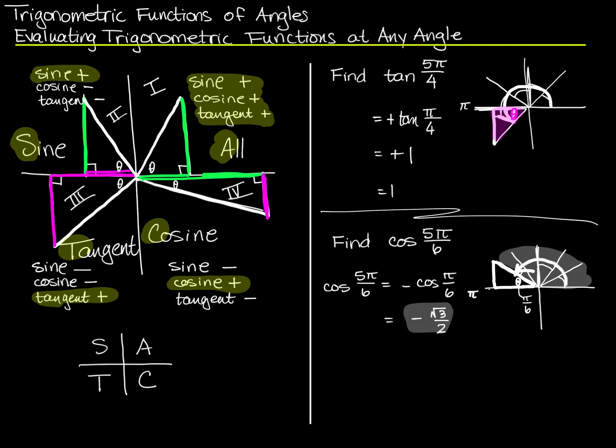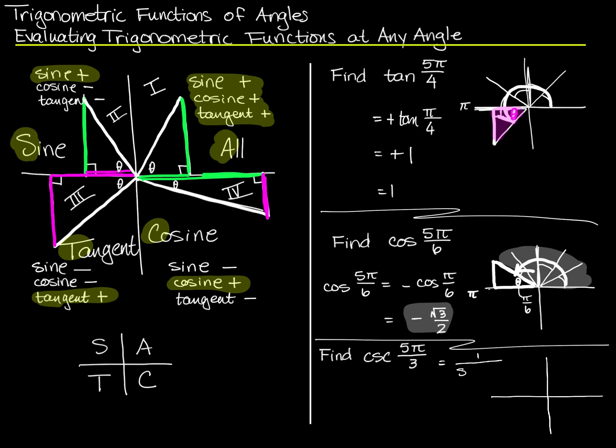One more. Let's find the cosecant of 5 pi over 3. Now we haven't done one yet that wasn't just a sine, cosine, or tangent. This one is a cosecant, so that's 1 over the sine of 5 pi over 3. But this is a really good way to show you what that really means. The cosecant of 5 pi over 3 is equal to 1 over the sine of 5 pi over 3. So once I find the sine of 5 pi over 3, I just take its reciprocal.